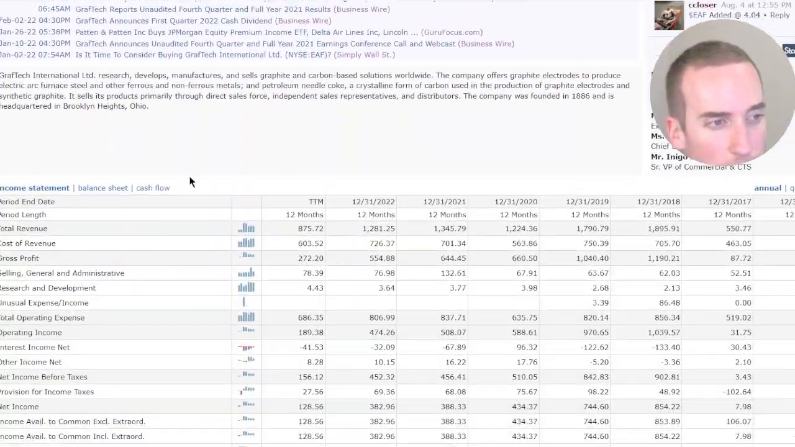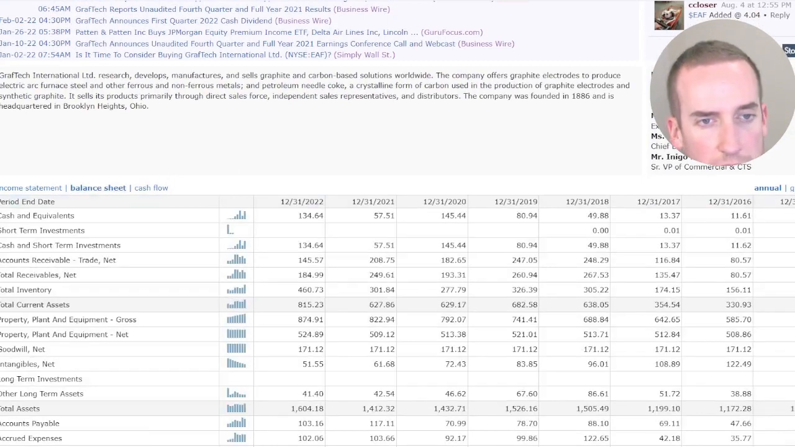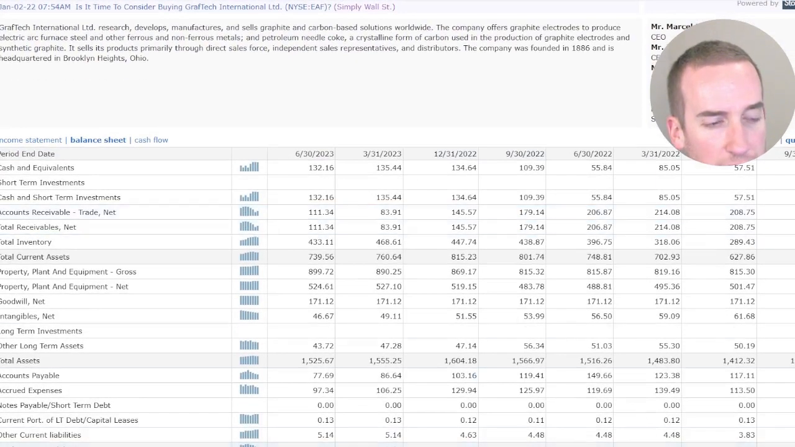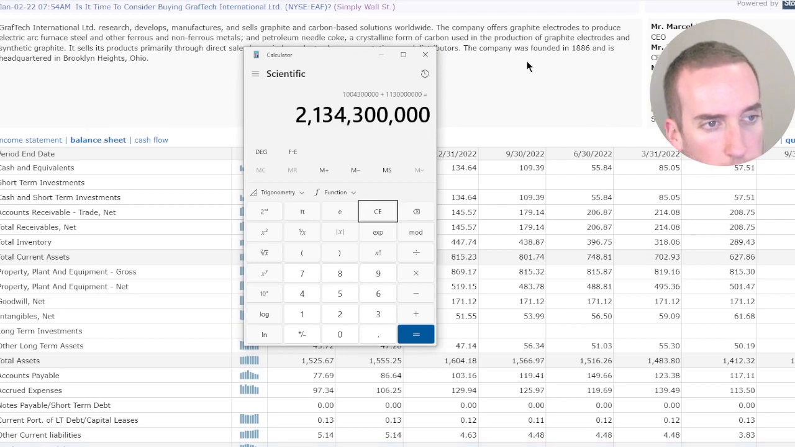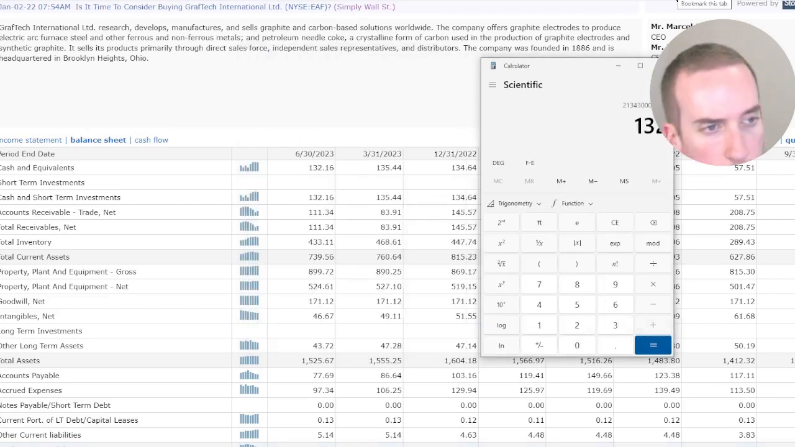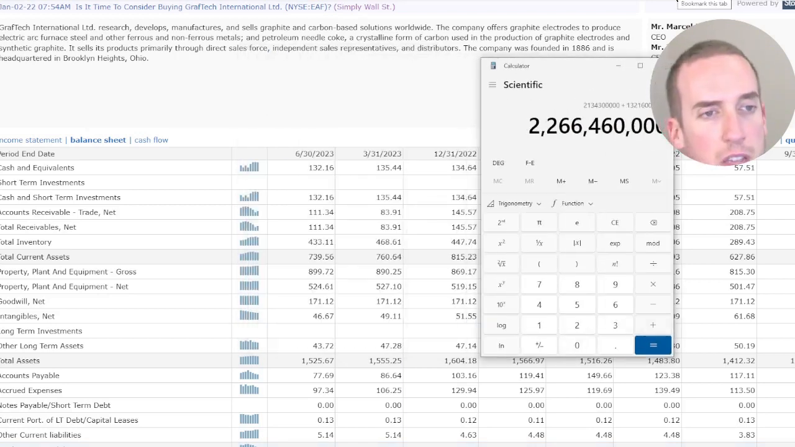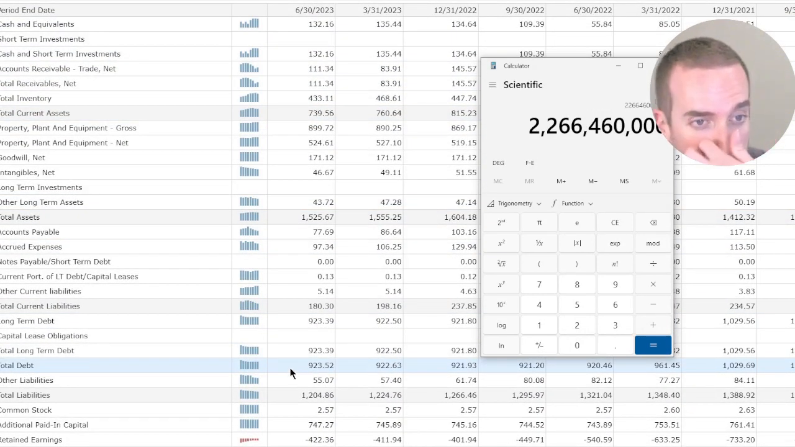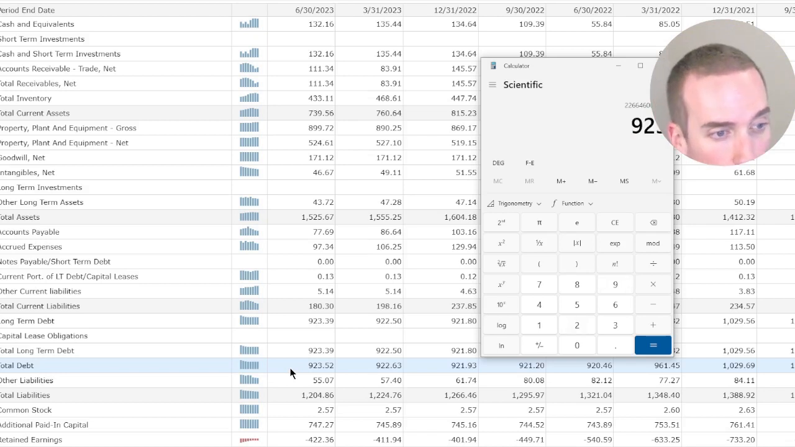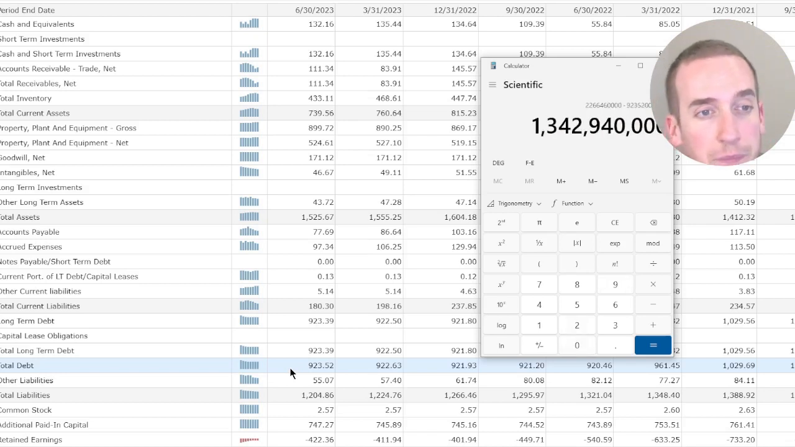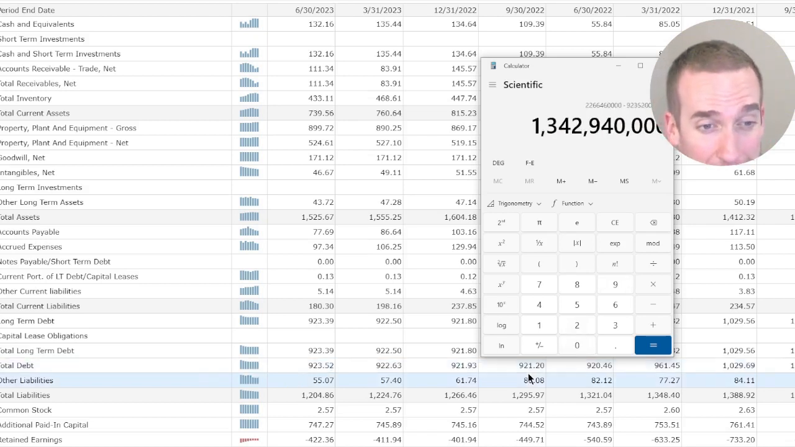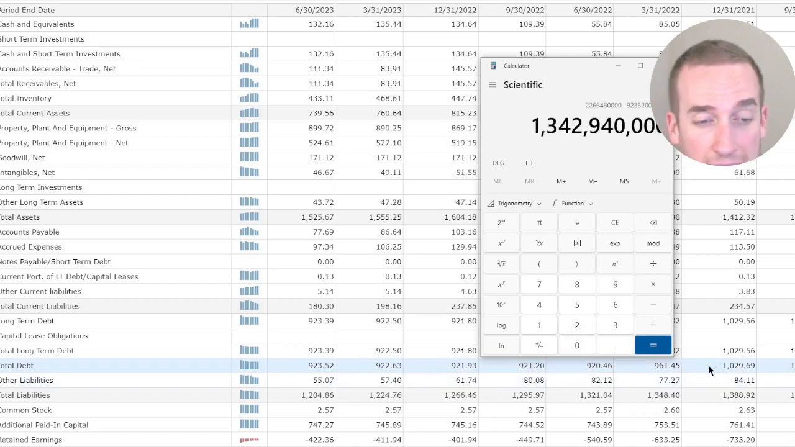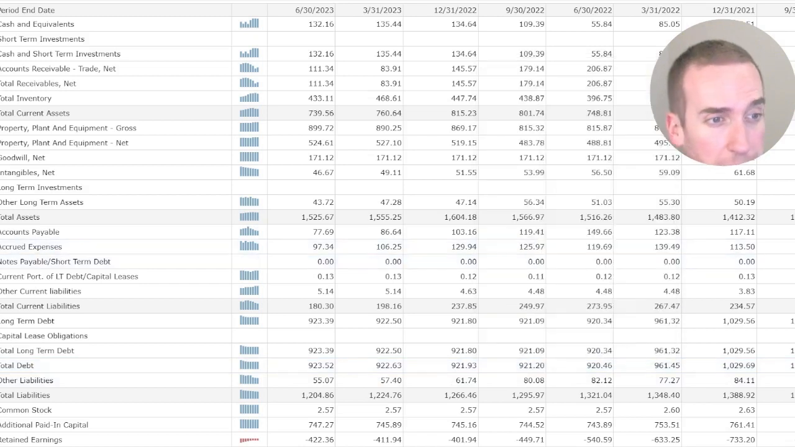This is the scary part. The more recent cash is 132 million, so plus 132 million, 160,000. Total debt, please don't be in the billions. Please don't be in the billions. Oh, almost. So 923 million, 520,000. Ouch, that's bad. It's not the highest it's ever been. It's actually kind of heading down historically, but that's really high.